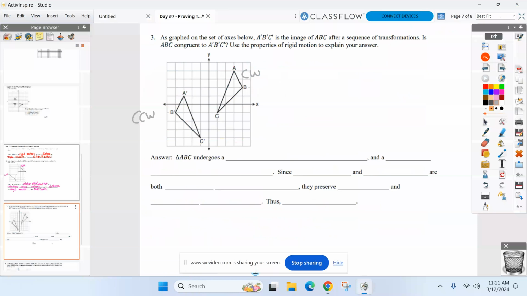Reflection on the y and then translation down 3. Love it. Great job. Perfect. That's the one I had. So ABC undergoes a reflection over or in, either one, over the y-axis, and a translation.